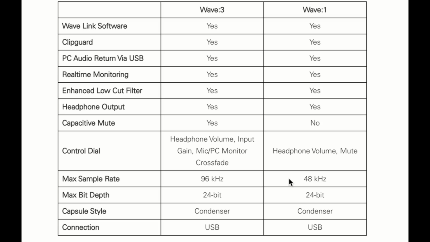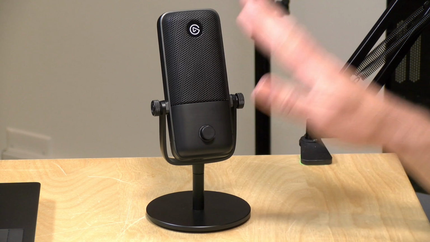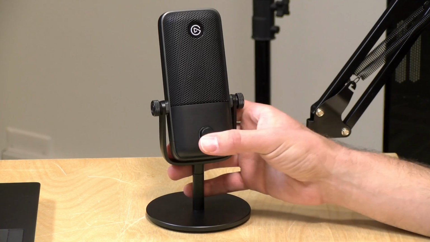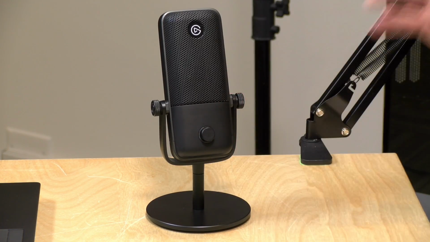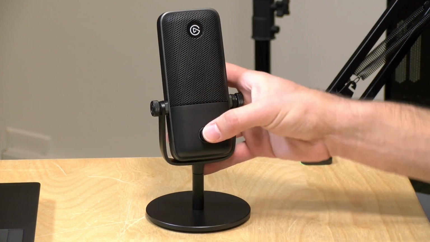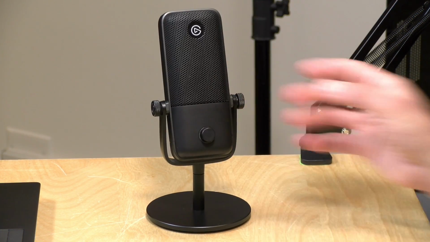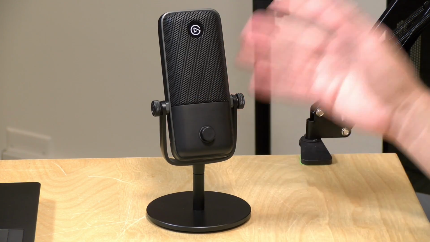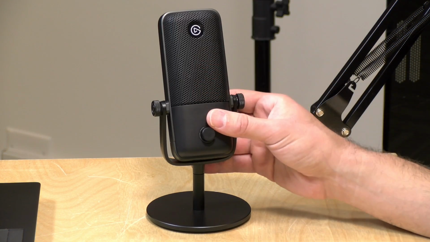The other difference is that the Wave 3 has a capacitive mute button, and you can mute this mic by pushing in its control dial, which I actually prefer because you're less likely to accidentally trip it. You have to actually push the dial in here to activate mute. But if you wanted a quicker way to mute your mic, the Wave 3 will offer that.